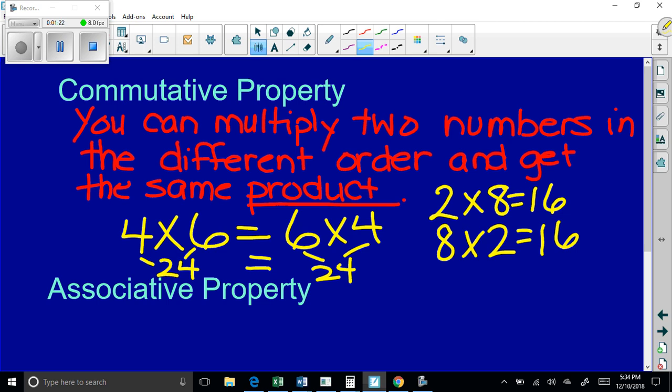It even works for addition. Like if I wanted to add 4 plus 2, I would get 6. But 2 plus 4 is also 6. So that is what the commutative property is.